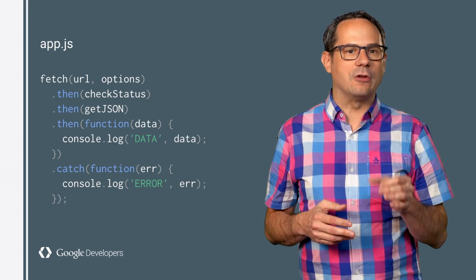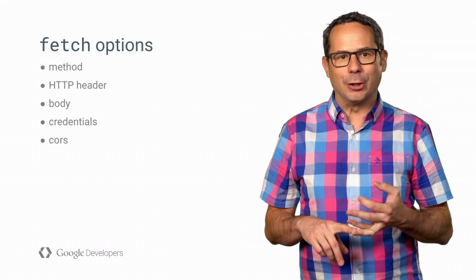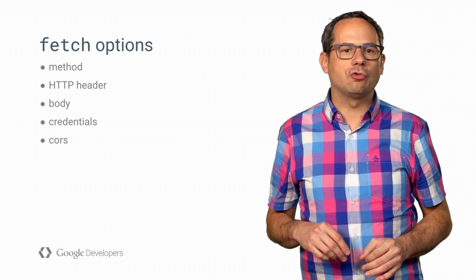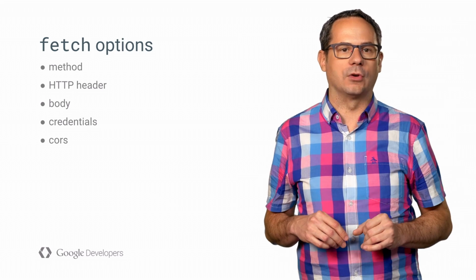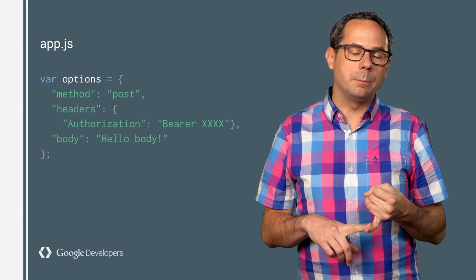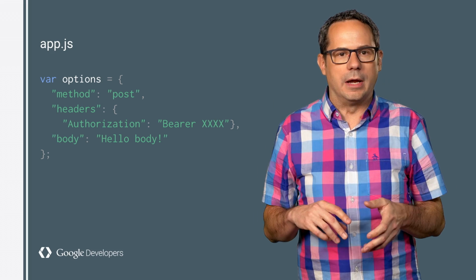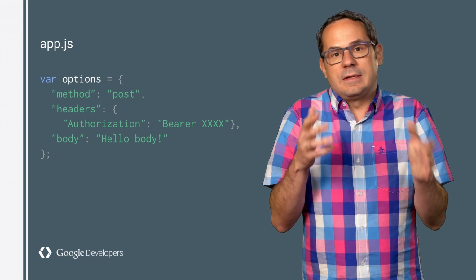In addition to the request URL, you can also pass fetch a set of options. With the options object, I can set the method used, add HTTP headers, set the body of the request, add credentials, even control how cross-domain requests are handled. For example, to use fetch to post the results of some user input along with an OAuth token, I would use method: post, headers: authorization followed by some ugly string, and body: the data that I want to post.